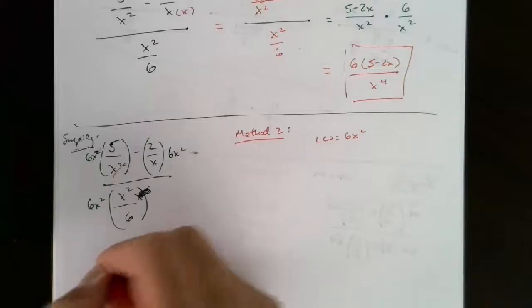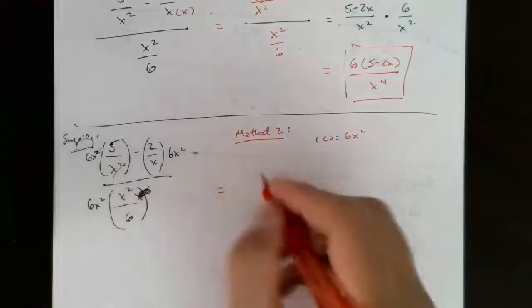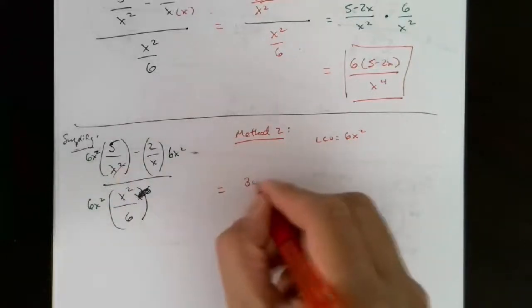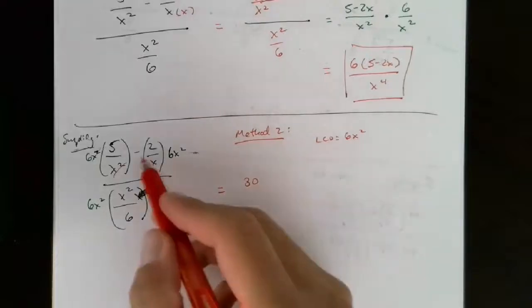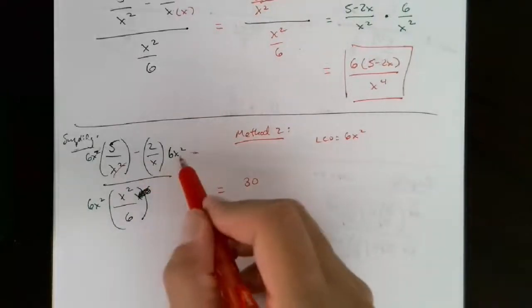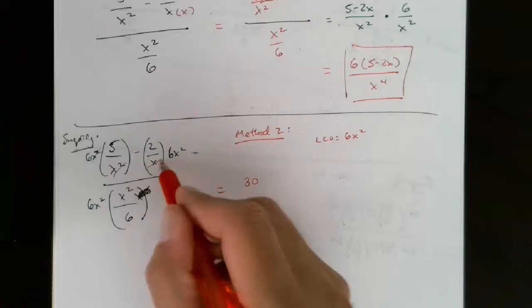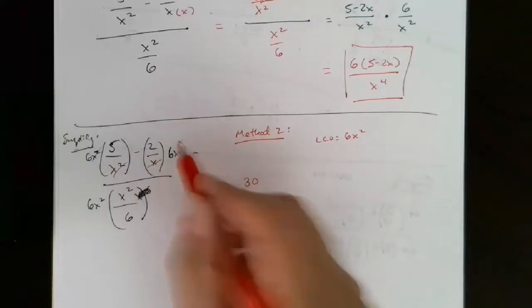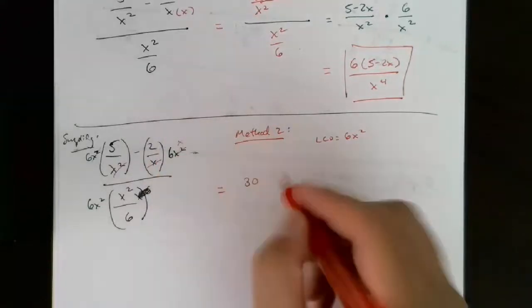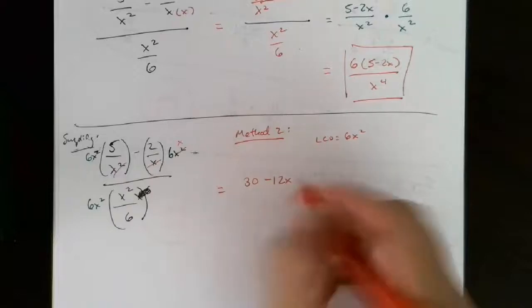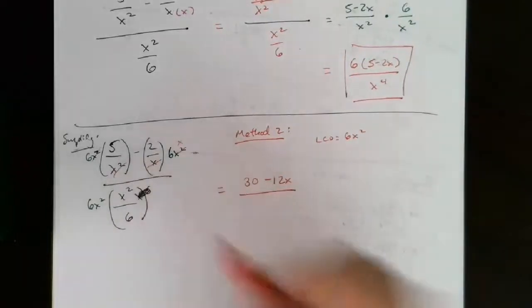And I'm really just left with 6 times 5, which is 30, minus here 6x squared times the 2 over x. Well, one of these x's will cancel with one of these, so there's still an x there. So we get negative 2 times 6x, which is negative 12x. That's the numerator. All the fractions are cleared.